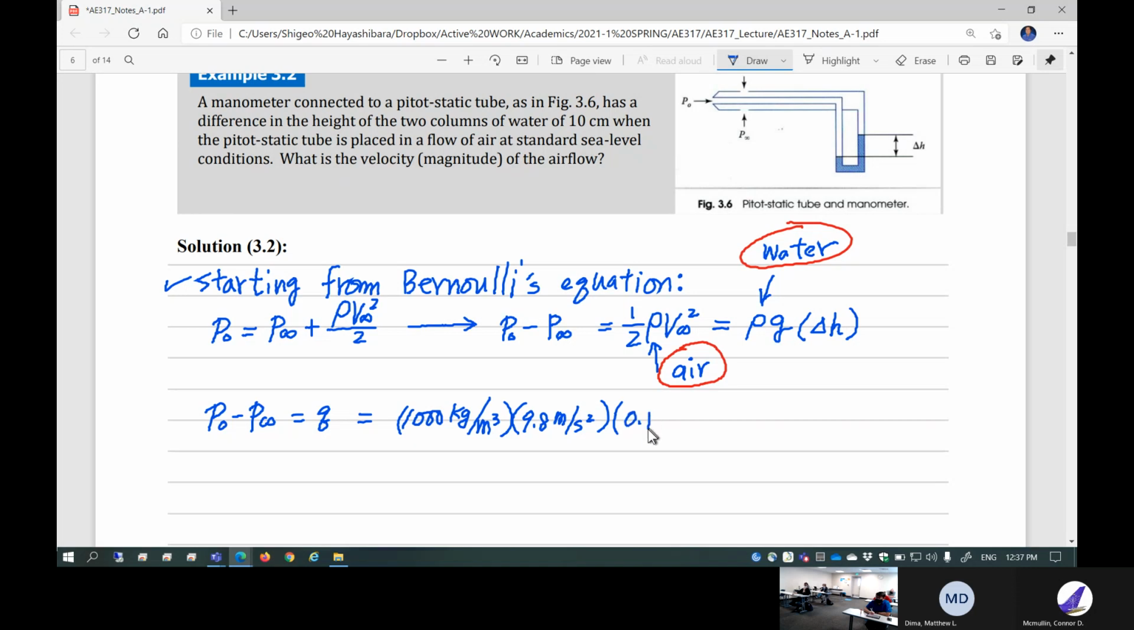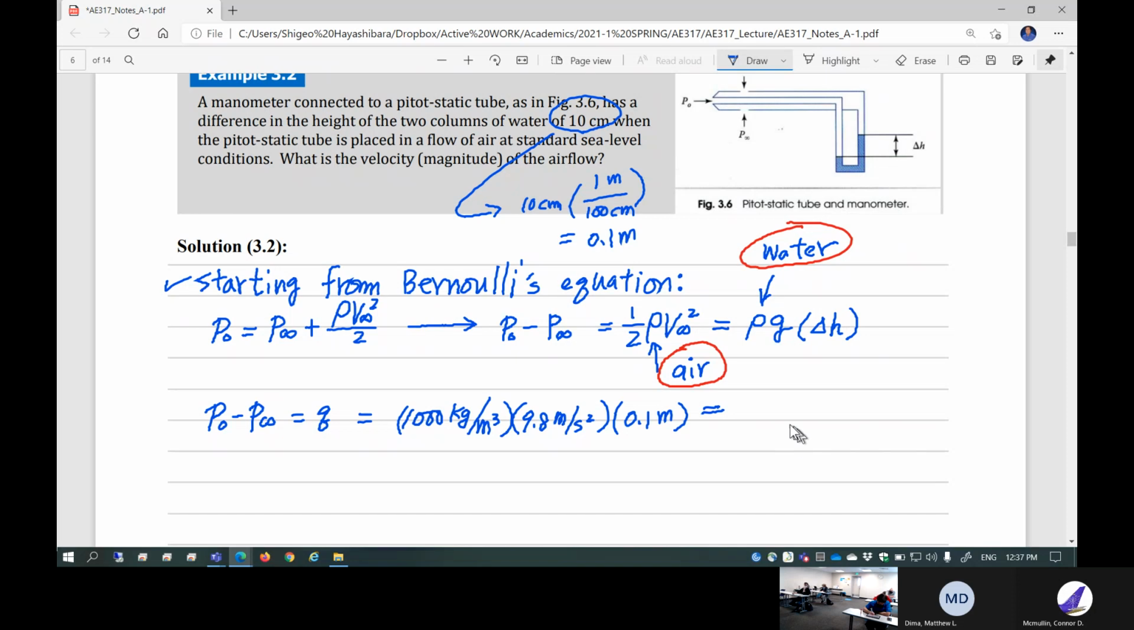0.1 meter. So 10 centimeters. How many centimeters for 1 meter? 100. 100 centimeters for 1 meter. So let's just make it 0.1 meter.